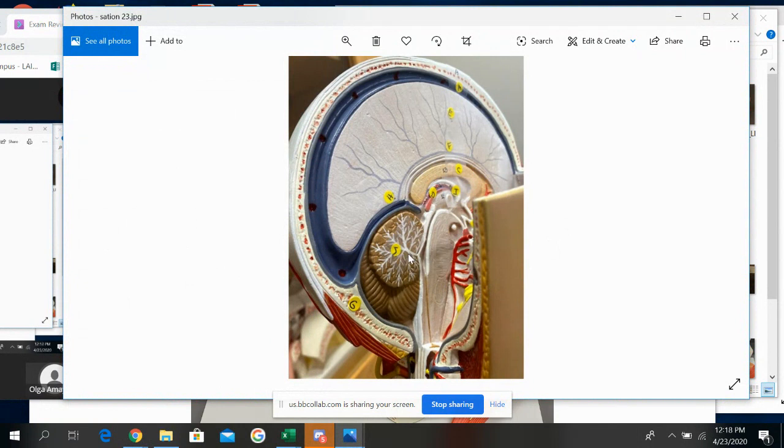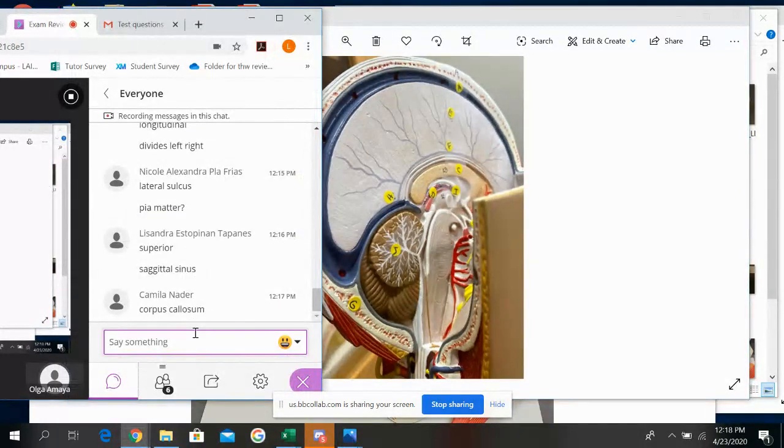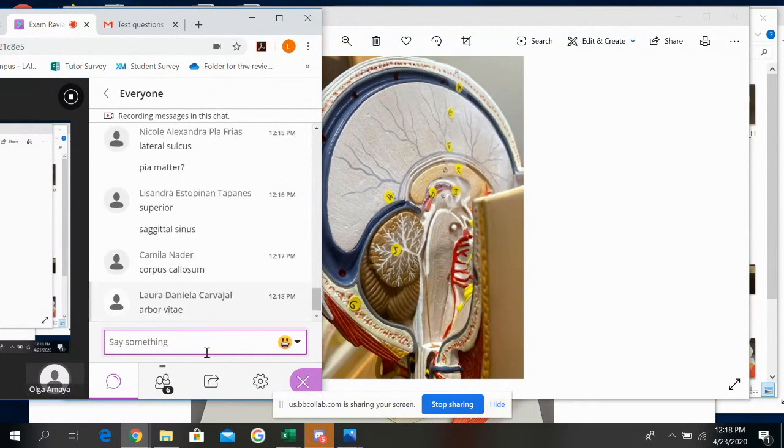So cerebellum. Oh, what about this white thing inside the cerebellum? What is that called? So they call it something tree. Giving you a hint there. Nope. It's called arbor vitae. Arbor vitae. Let me write it down for you. Arbor vitae. Otherwise known as the tree of life.